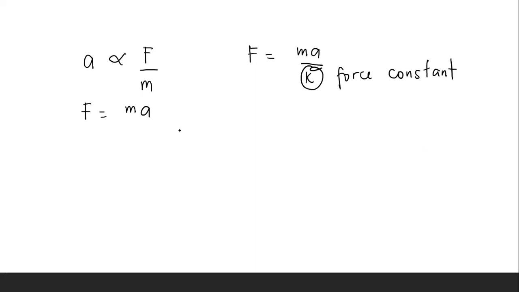Now, for the objective, number 1, you have to investigate the relationship existing between the force, mass, and acceleration. Number 2, to examine that the acceleration is directly proportional to the force, assuming mass is kept constant. Number 3, to examine that the acceleration is inversely proportional to the mass, assuming force is kept constant.